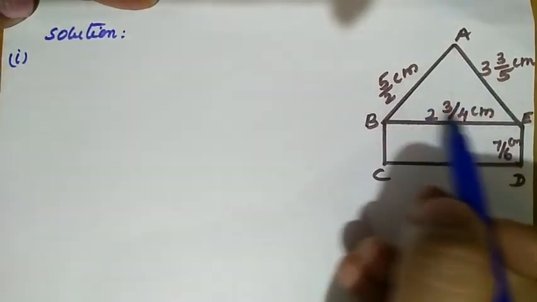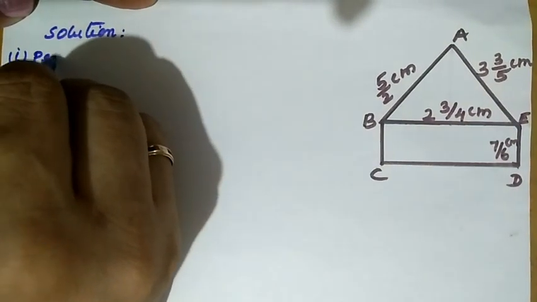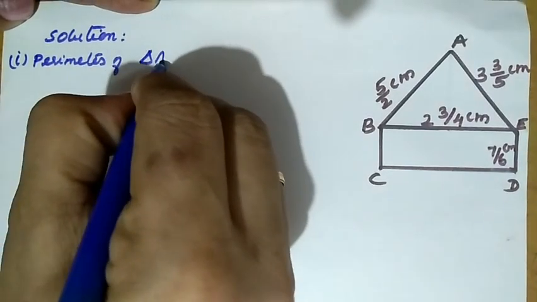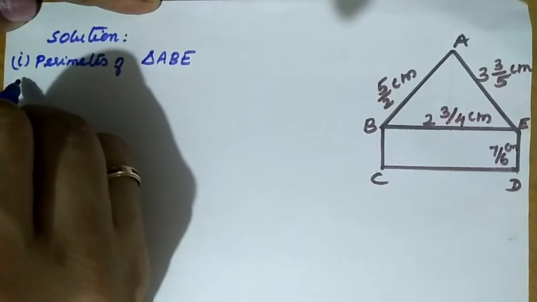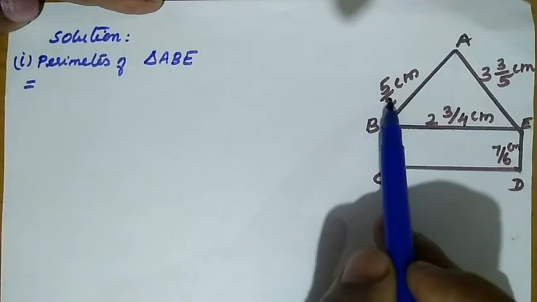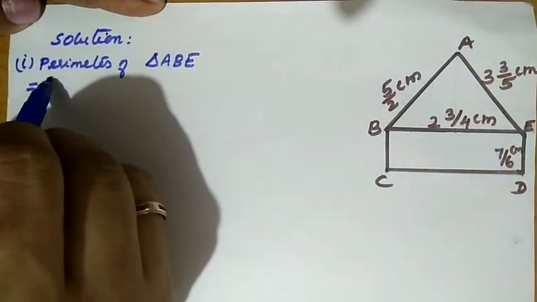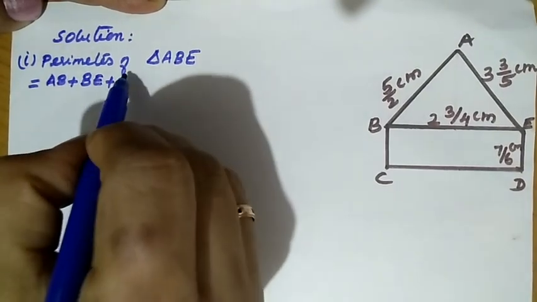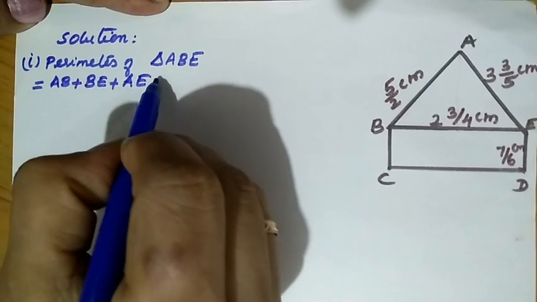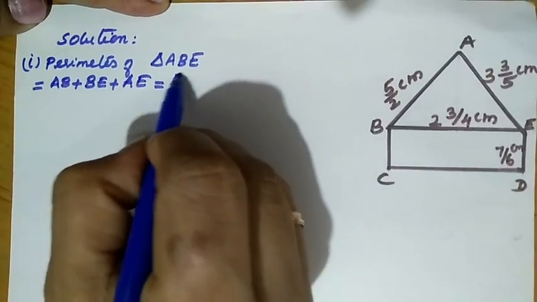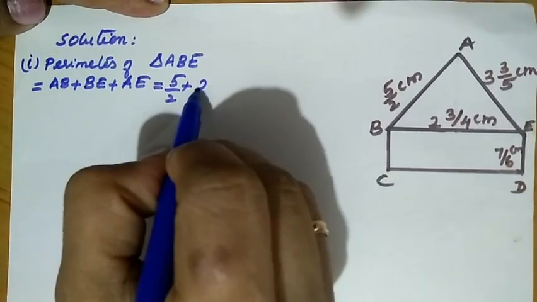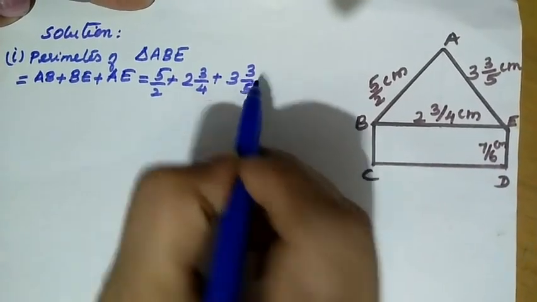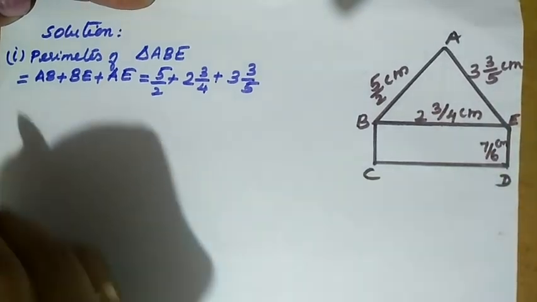First one is the perimeter of the triangle ABE. Perimeter of triangle ABE means the sum of all the three sides. So the first side is AB, second side is BE, third side is AE. So we are substituting the values: 5 by 2 plus 2 integer 3 by 4 plus 3 integer 3 by 5. All the values we have substituted.